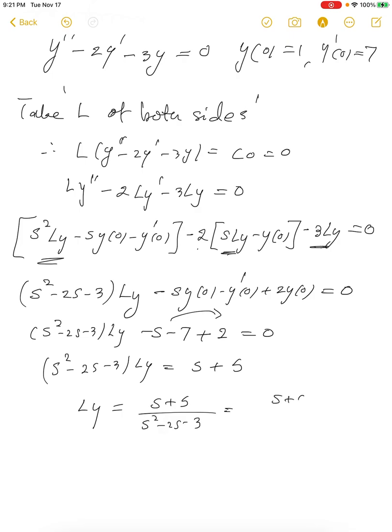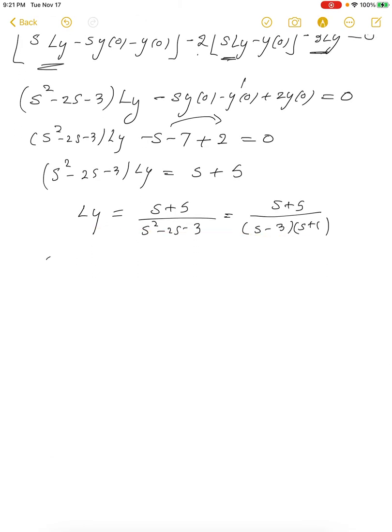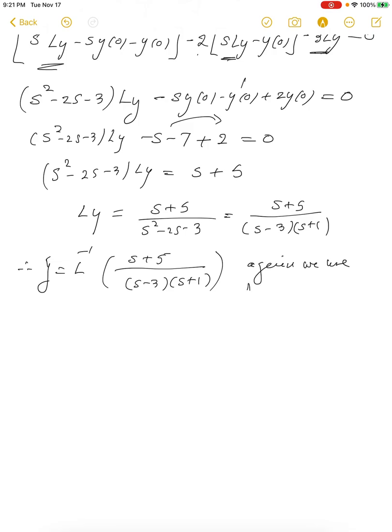You can factor the denominator. It is (s minus 3) times (s plus 1). And so now you have to find out the inverse transform. Therefore y will be L inverse of (s plus 5) over (s minus 3)(s plus 1). So again we use partial fractions of this polynomial quotient.